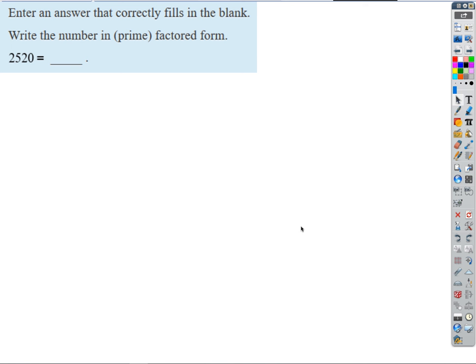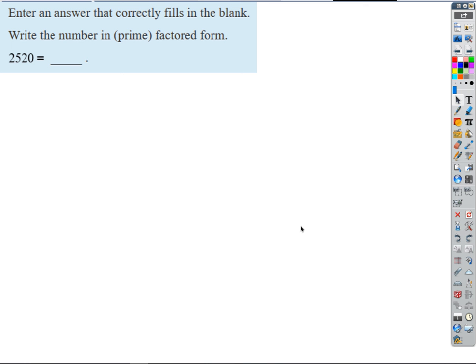Okay, so what if we want to find all the prime factors of the number 2520, and write that number in prime factor form? How do we do that? How did you guys do it? Have you ever used a factor tree? Okay, I think a factor tree is a good way to do this.